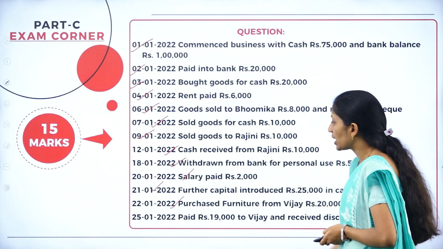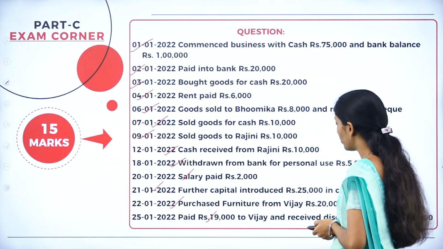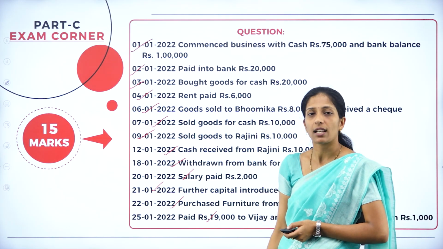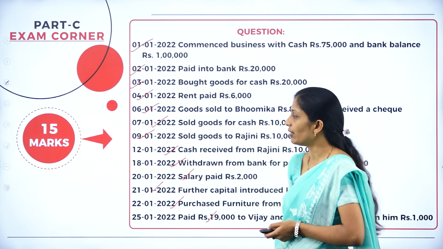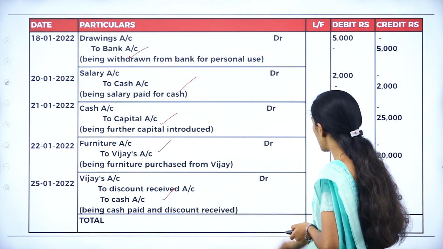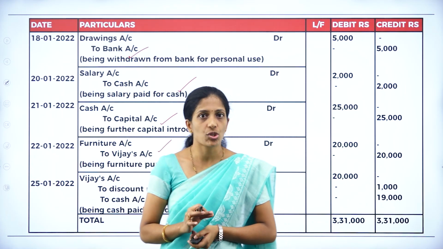Next, last entry, paid rupees 19,000 to Vijay and received discount from him 1,000. So what is the entry? You are paying to Vijay, Vijay's account debit to cash, to discount received. Or you can just write discount also. Vijay's account debit to discount received, to cash account. So this is about your journal.